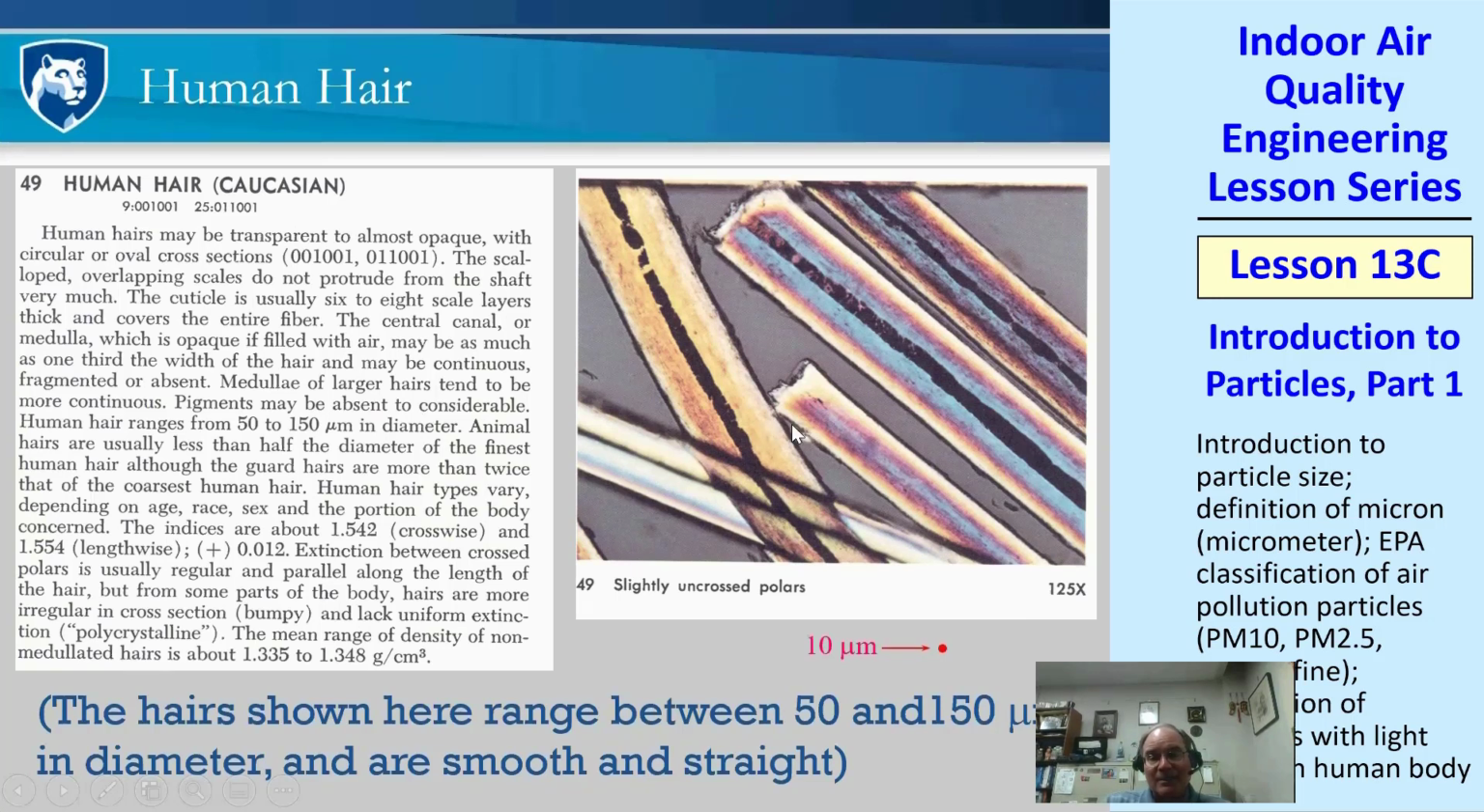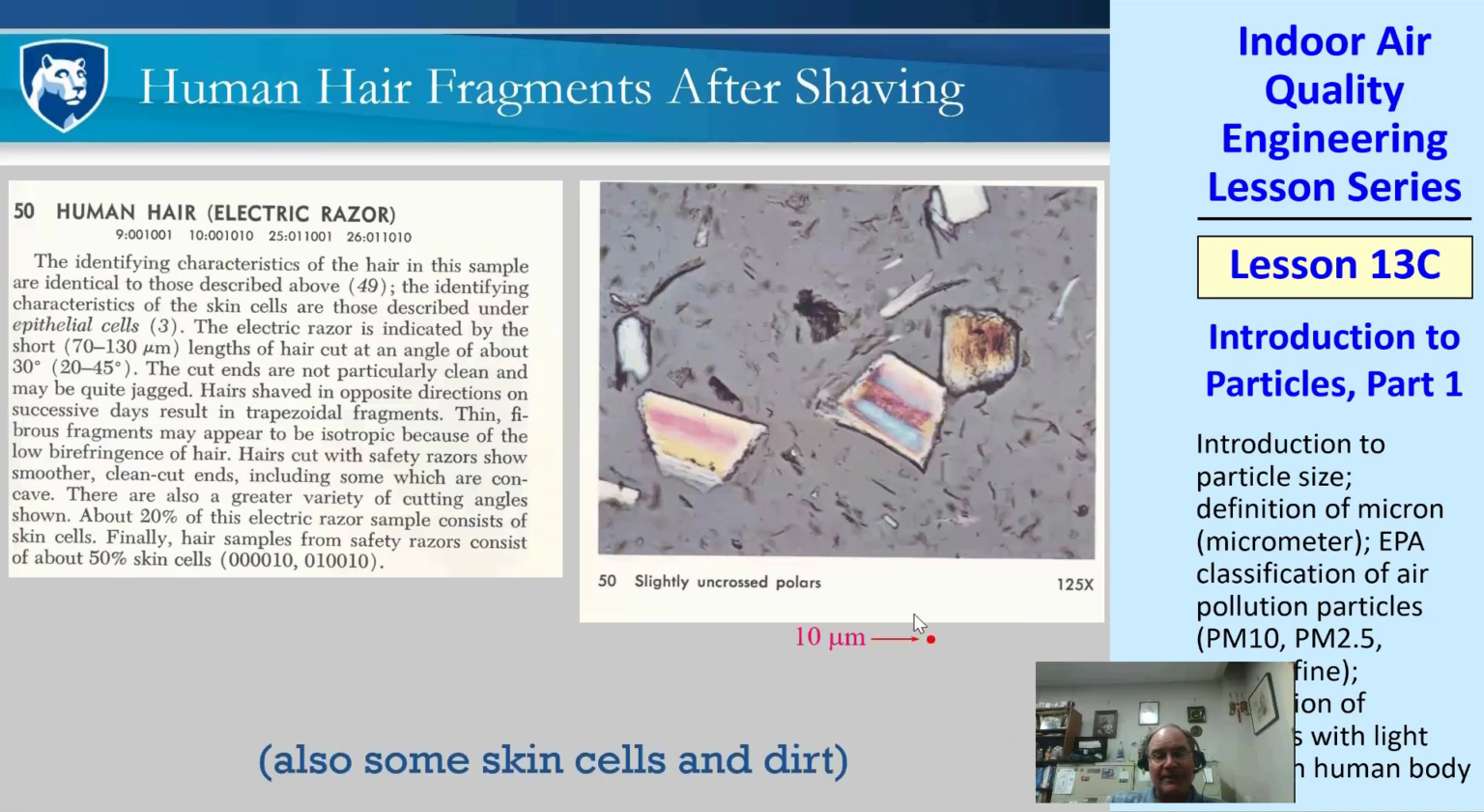We have hairs between about 50 and 150 microns. Here's human hair after shaving with an electric razor. So there's the hair particles. There's our 10 micron reference. And what are all these things? Well, there's skin flakes and pieces of dirt and stuff that came off as you shave. And some of these can be a lot smaller than the hairs themselves, as you can see.